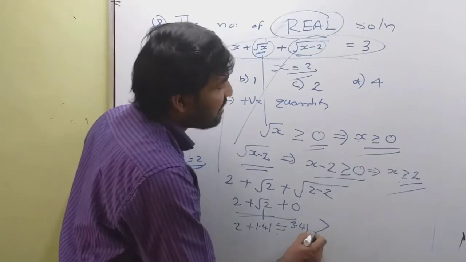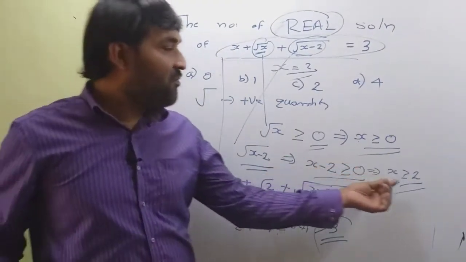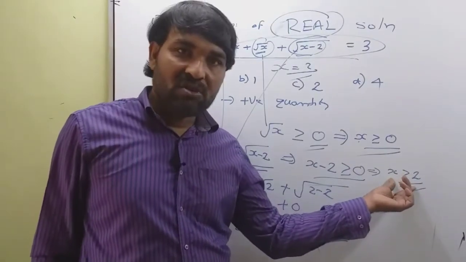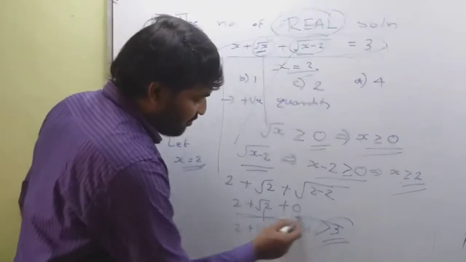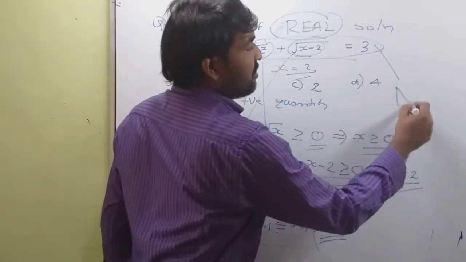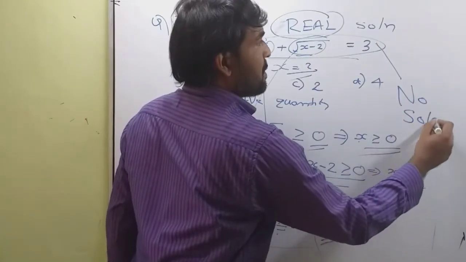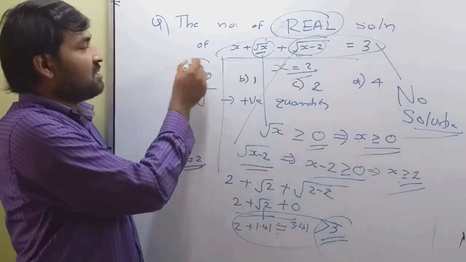That is greater than 3. So for this equation, the minimum value of x should be 2, that is x is greater than or equal to 2, and for this the value is always greater than 3. So that implies no solution. The number of real solutions is 0.